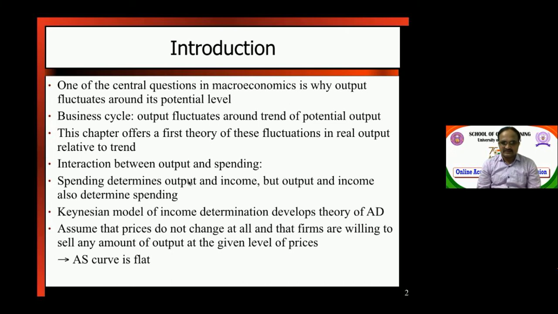Another point we are discussing: the Keynesian model of income determination develops the theory of aggregate demand. That means the Keynesian theory determines income by the aggregate demand curve. Assume that prices do not change at all, and that firms are willing to sell any amount of output at a given level of prices. This is the one assumption.